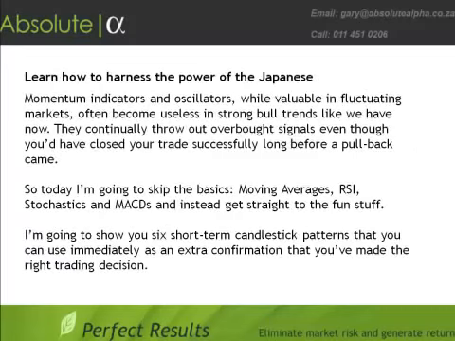Momentum indicators and oscillators, while valuable in fluctuating markets, often become useless in strong bull trends. They continually throw out overbought signals even though you'd have closed your trade successfully long before a pullback came. So today I'm going to skip the basics, moving averages, RSIs, stochastics, MACDs, and instead get straight to the fun stuff. I'm going to show you 6 short-term candlestick patterns that you can use immediately as an extra confirmation that you've made the right trading decision.